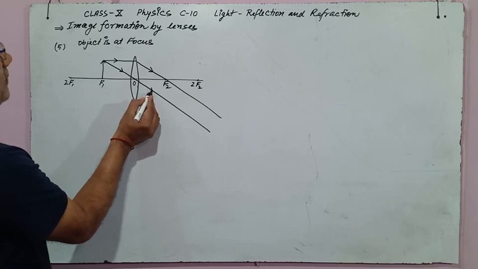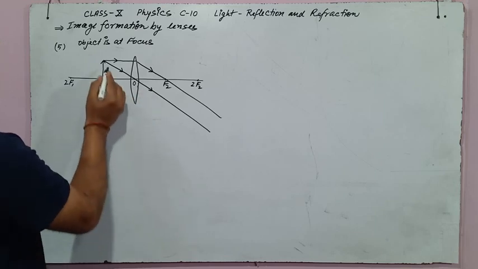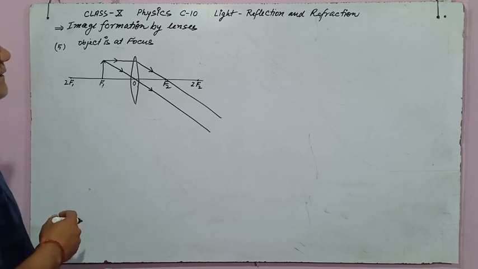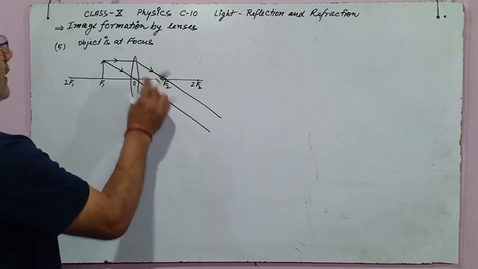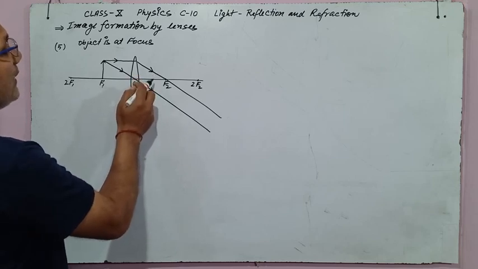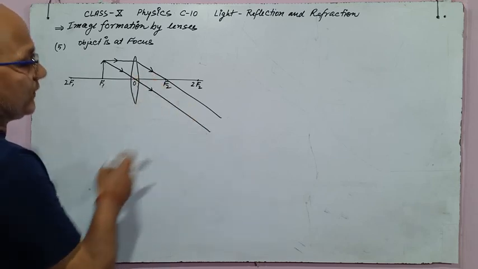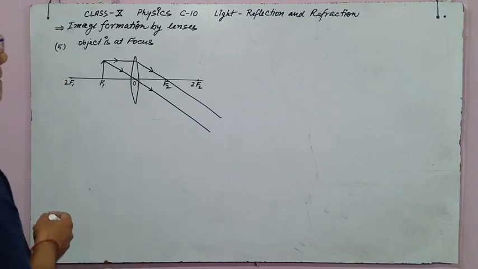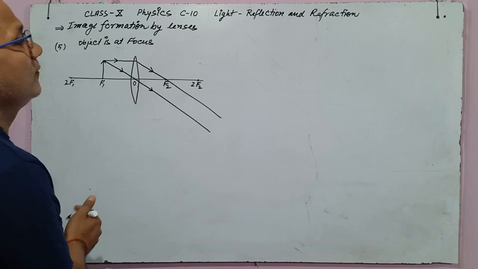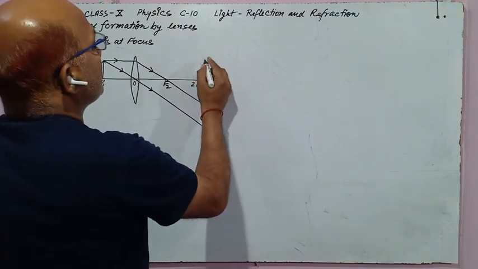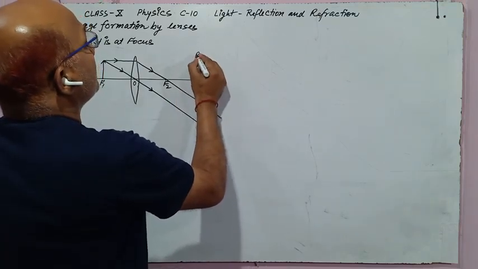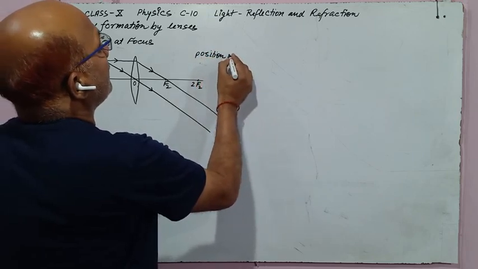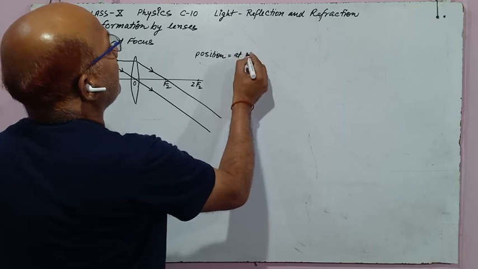It is passing through optical center. As you know, the ray which passes through optical center passes without deviation. So you can see these two rays are parallel and they are proceeding. So we suppose they will meet at infinity. So the position of image will be at infinity.